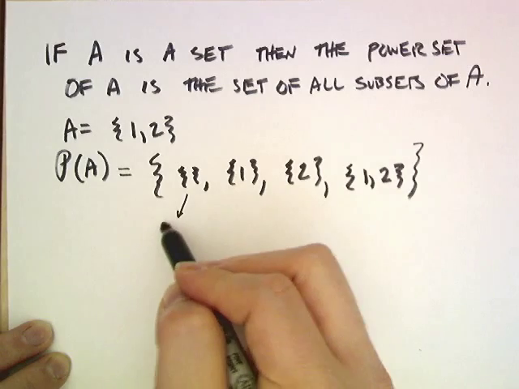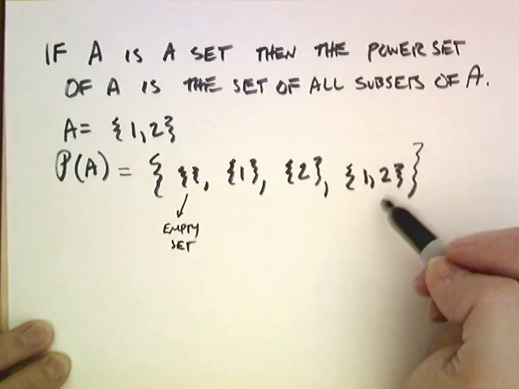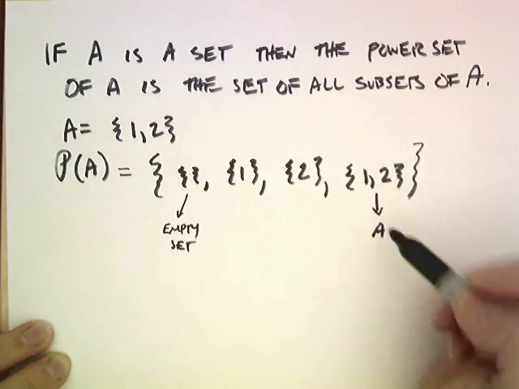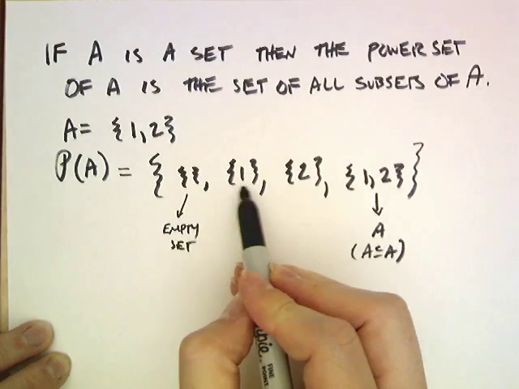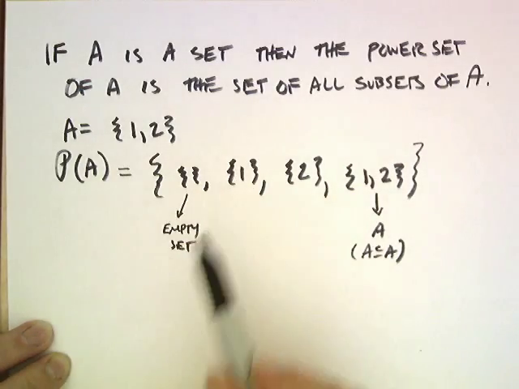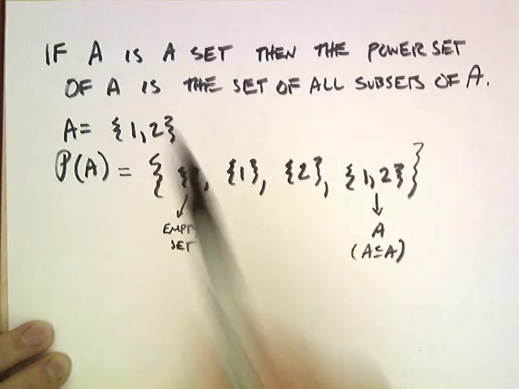This is the empty set, which is a subset of any set, as we said earlier. This is A itself. We said that A is always a subset of itself. And then here's a set with just 1 in it, but that's a subset of A because 1 is in A, and {2} is a subset of A too.